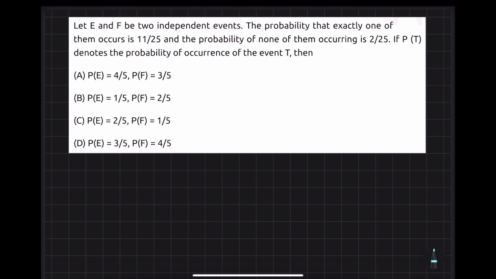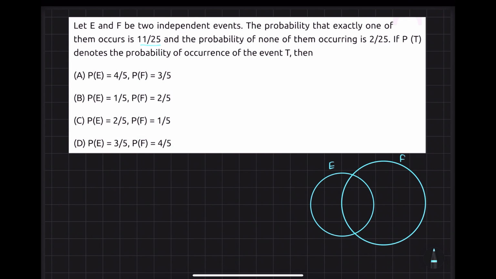So, we have a wholesome new problem which says, let E and F be two independent events. The probability that exactly one of them occurs is 11 by 25. Okay, so first try to understand this part. These guys are talking about E and F. Suppose this is E, this is F.